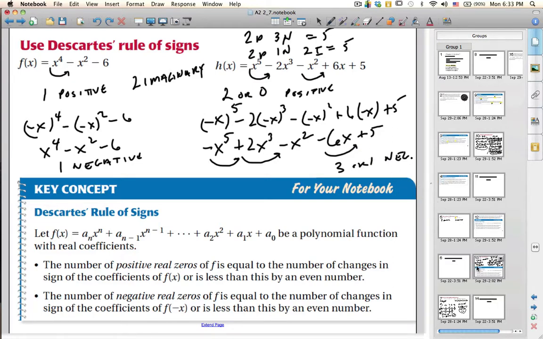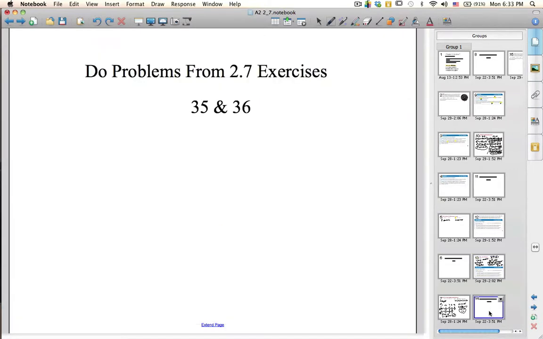Now, in Descartes' time, he didn't have any technology to help him, so this helped a lot in terms of narrowing your focus in terms of what work you were doing. So to get a little practice with that, do these problems, 35 and 36. Come on back and we'll finish out the lecture.